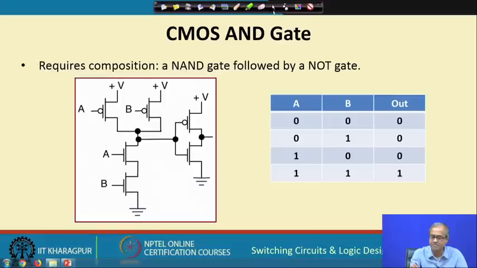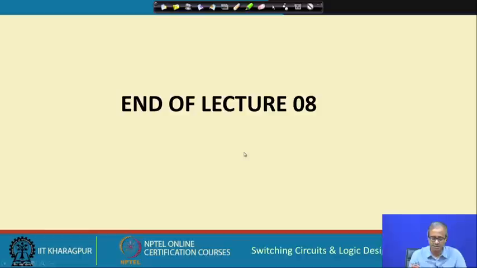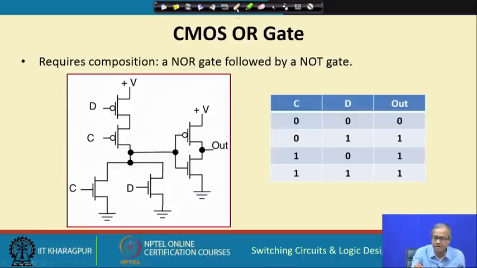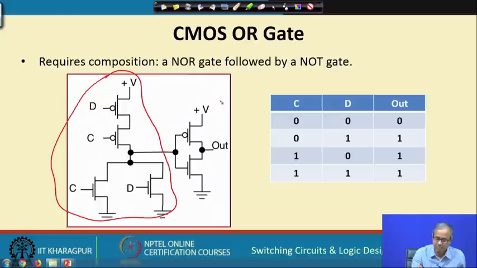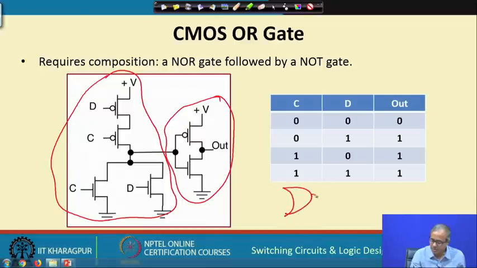Similarly, OR gate. So, OR gate will be a NOR gate followed by a NOT gate. So, there will be a NOR gate followed by a NOT gate. This is OR. Now, this concept can be extended to any number of inputs. You can see, instead of 2 transistors, you can connect many of them in parallel. Instead of 2, you can connect many of them in series. So, you can have a multi input NOR gate, similarly NAND.